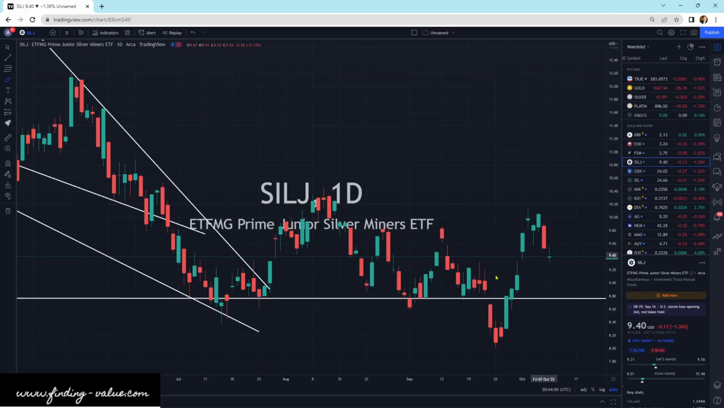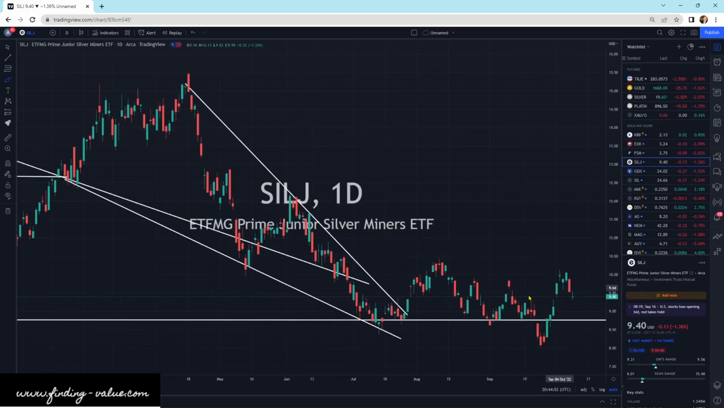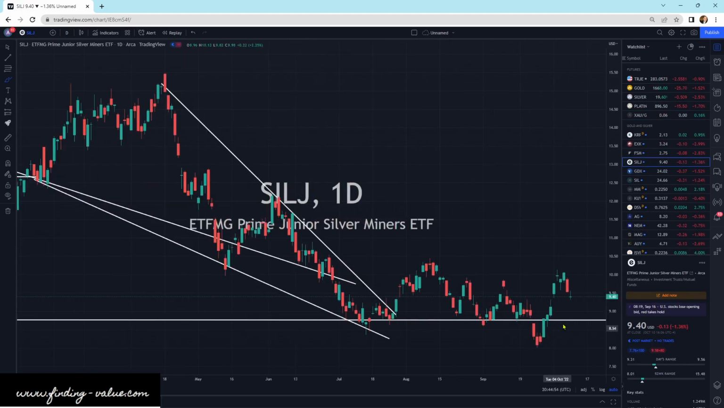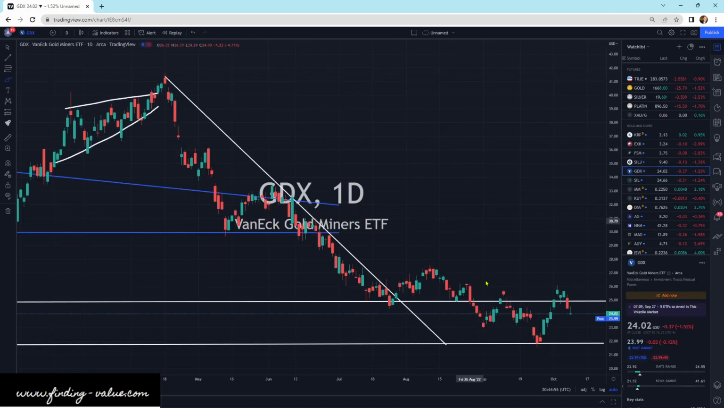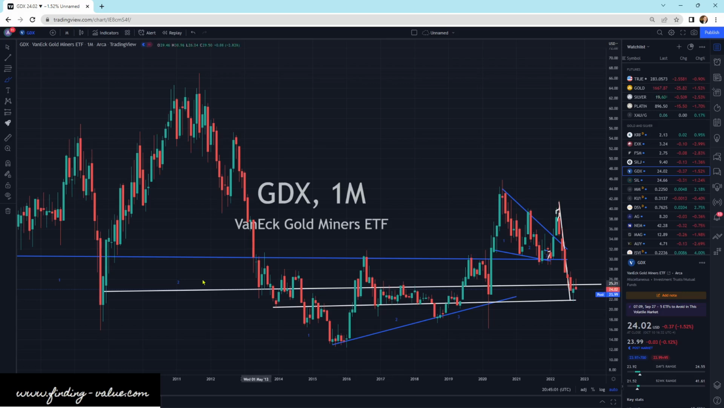SILJ down above support. Nothing really too much to say here. Lots of support underneath this white line. GDX also between support and resistance. That's these two lines here. It's a big support zone that we're in. We're in a big support zone right now.